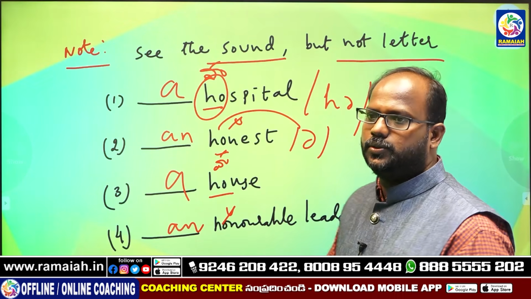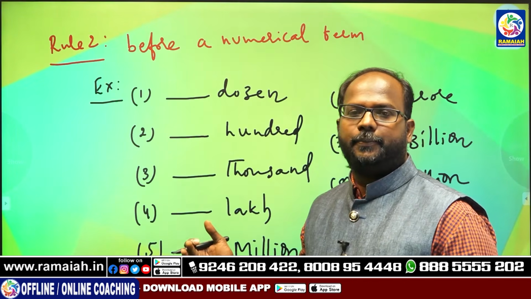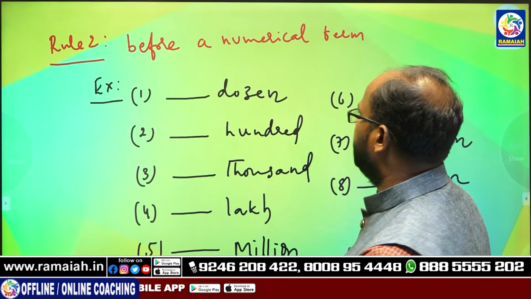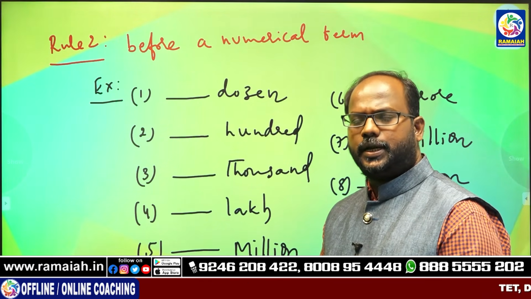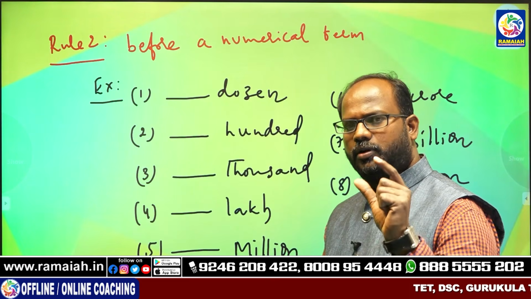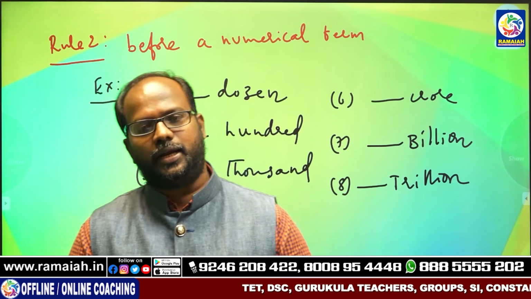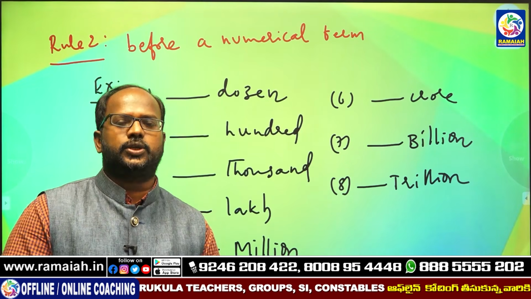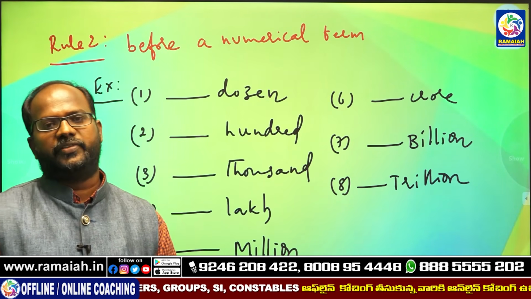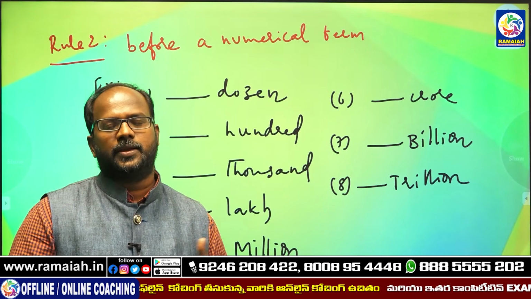Now we move to rule number 2 in article A. Before any numerical term, numbering words, that show number or quantification, article A is used. Article A is used before the numerical terms which show the number or the quantification.